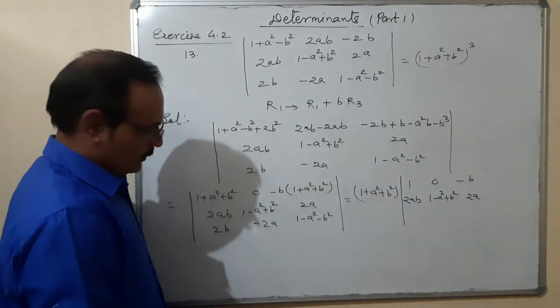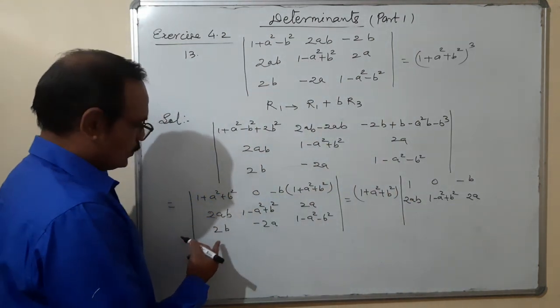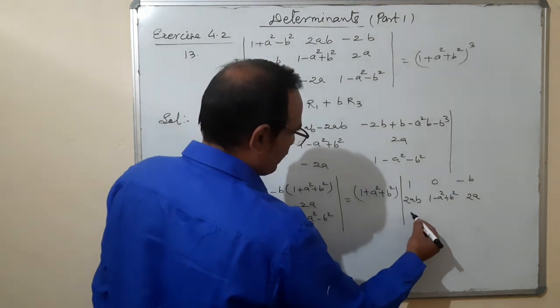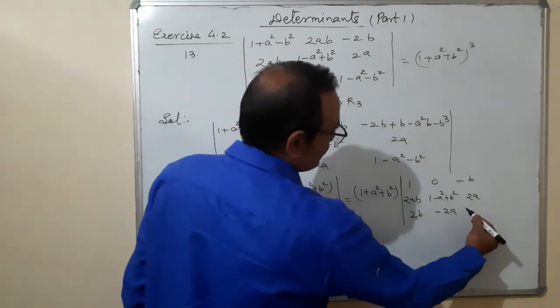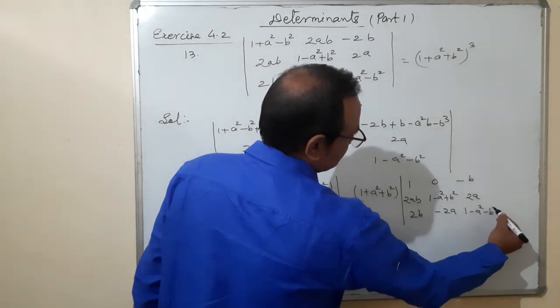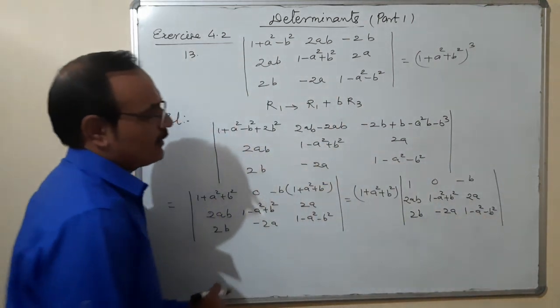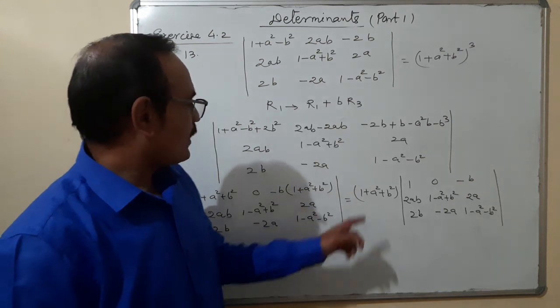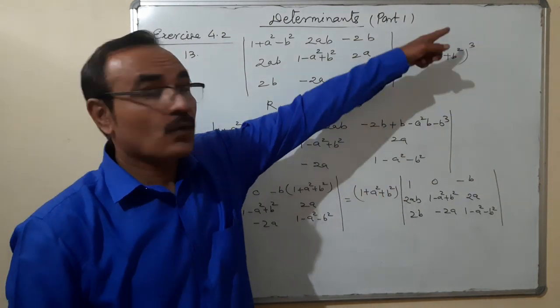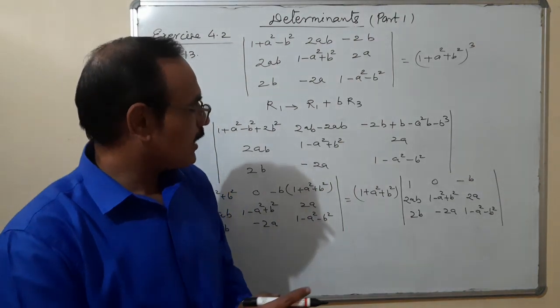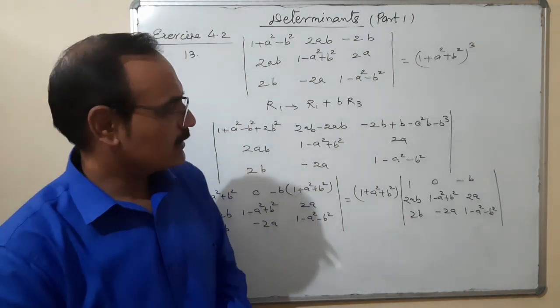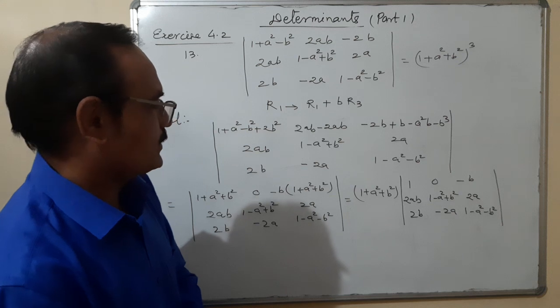Elements are reducing now. I hope you are happy. 2b, minus 2a, 1 minus a square minus b square. Okay. 1 plus a square plus b square whole cube. We have taken one common only. Now let us make another 1 plus a square plus b square.